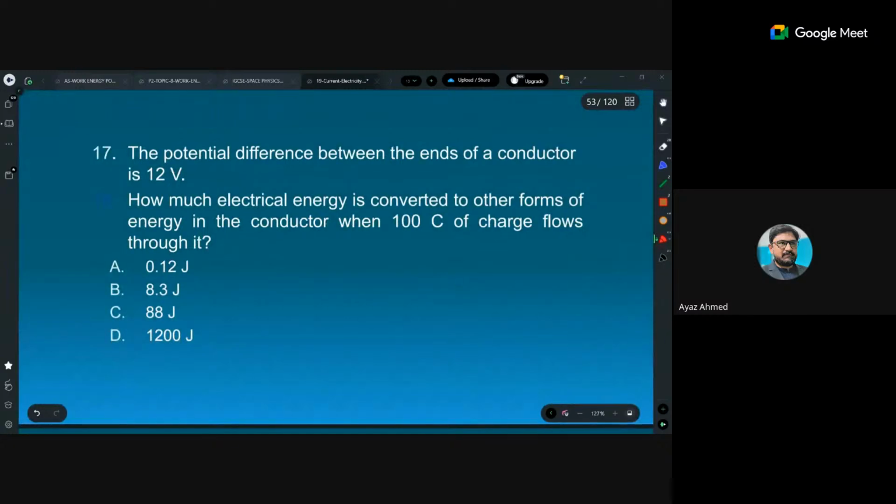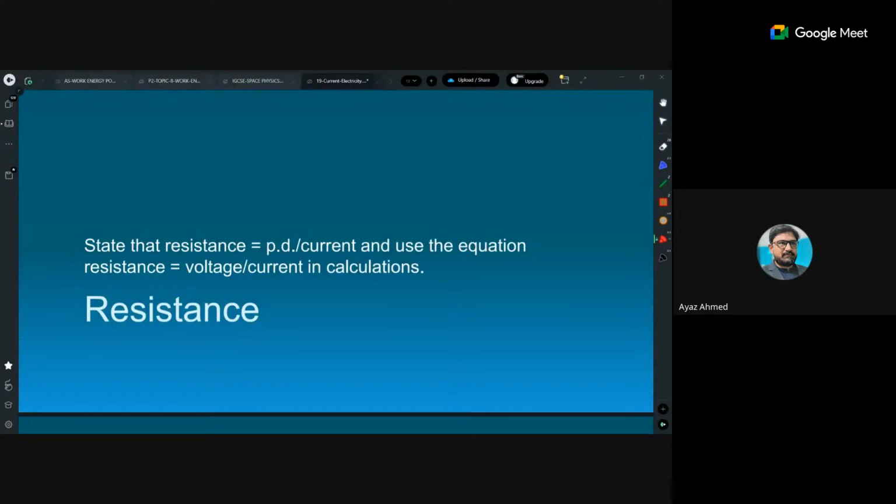कैलकुलेशंस के लिए आप लोग देख लो. For example, potential difference between the ends of the connector is 12 volts. How much electrical energy is converted to other forms of energy when 100 coulomb charge flows? तो आपको यहाँ पे सीधा सीधा फॉर्मूला लगाना है. Potential difference is energy divided by charge, or joule divided by charge. Both are same things. You people can do it quite easily. So I believe that these questions would not be problematic for you.